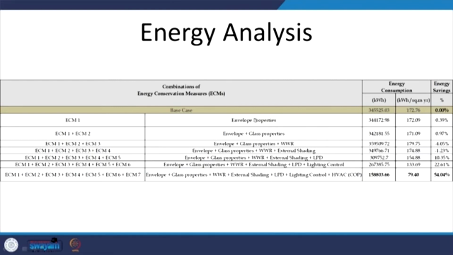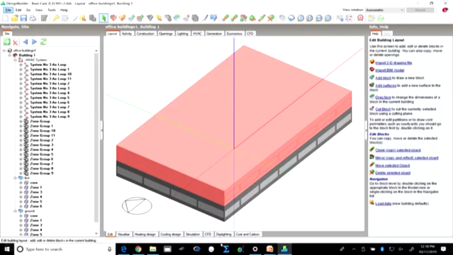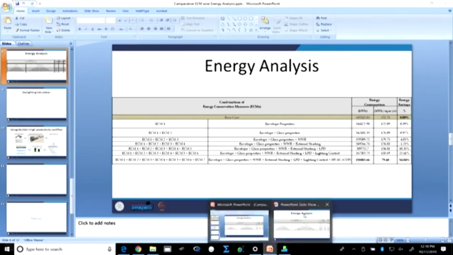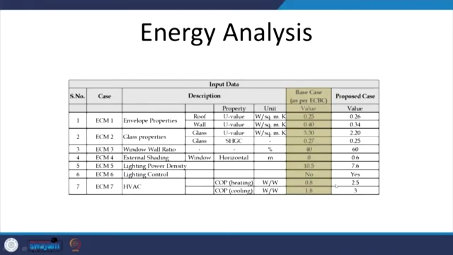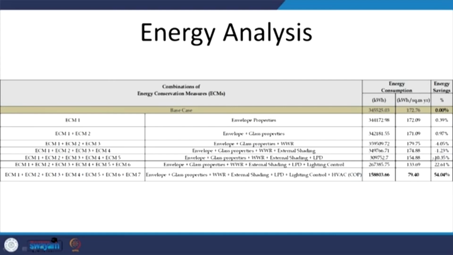Then next, once we have done with all the passive design parameters, next we moved on to the lighting power density. So, if you remember, we changed the lighting power density from 10.5 to 7.6, and we can immediately see the savings being brought in. So, we have around 10.5% of energy savings being brought just by reducing the lighting power density, and it is very easy today.